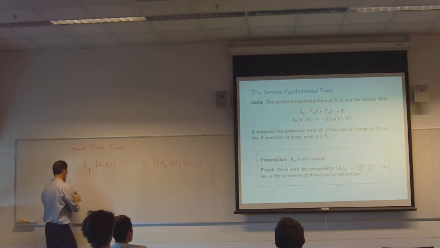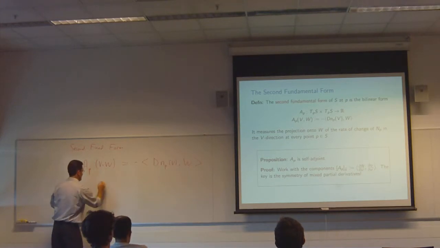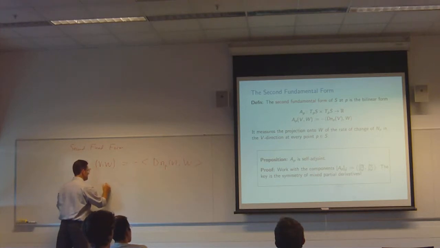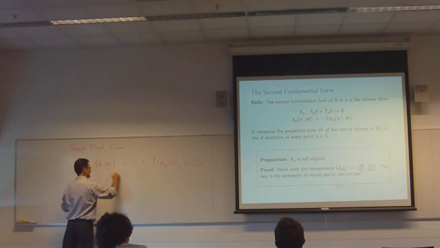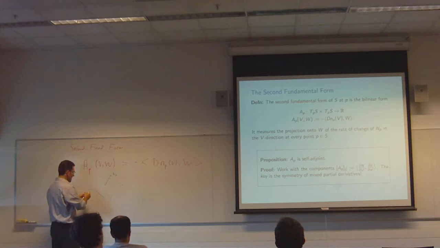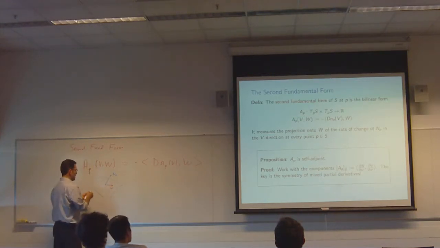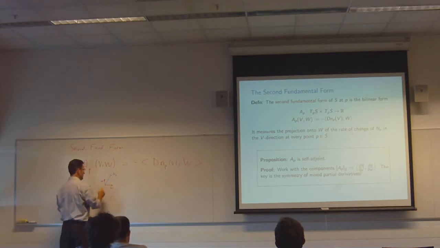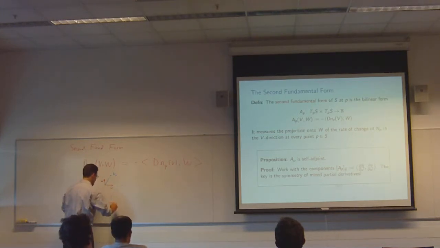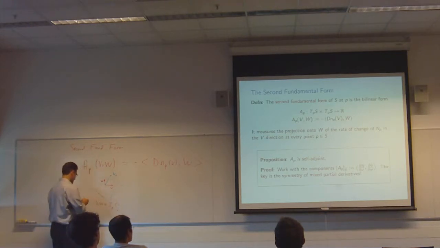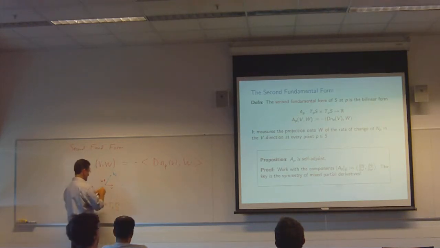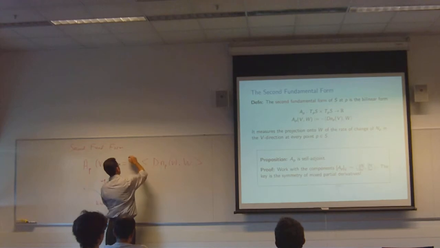So what does this do? Well, here's my surface, and here's my normal vector. And I've got two vectors. I've got V here, and I've got W over there. And both V and W are supposed to be in the tangent space of the surface.